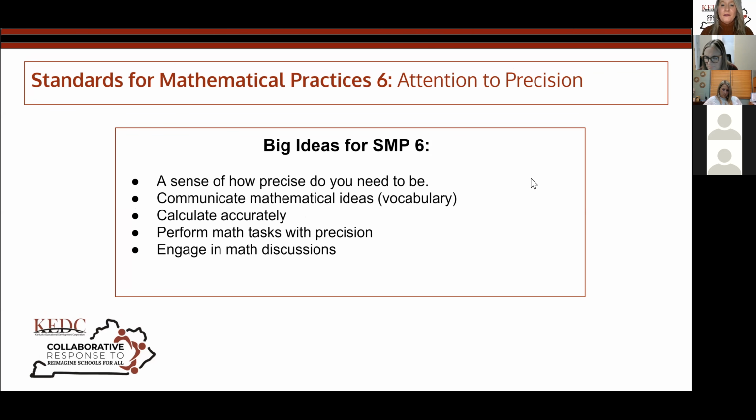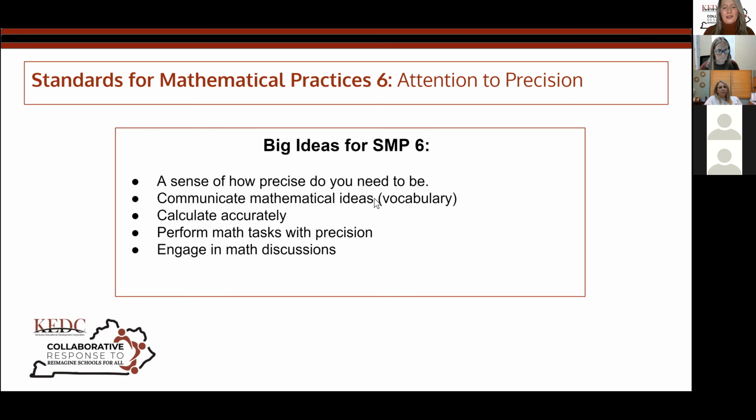Having a sense of precision is knowing how close I need to be in my modeling, in my estimating, to make sure that I'm going to come out with the correct answer. It's performing the math task with precision, absolutely. It's calculating correctly, absolutely. But it's also those other things of thinking about how precise I need to be. So if we can put something in our chat about math practice 6, as we look at what it would look like for students.